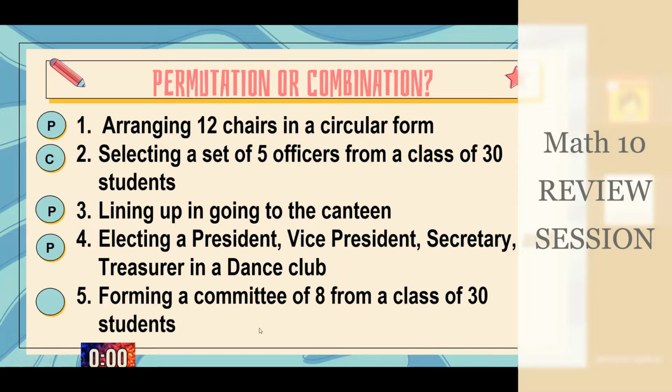And last, number 5, forming a committee of 8 from a class of 30 students. What is the answer? Janelle, maybe you can answer this now. Combination. Okay, combination. Thank you, Janelle. So again, write your score if your score is 4 or 5. There are 5 items. So if your score is 4 or 5, please chat in the box.